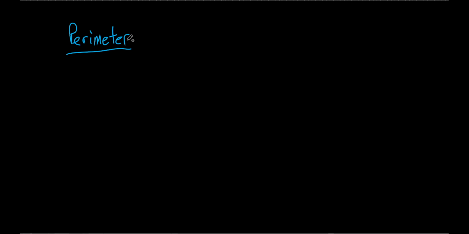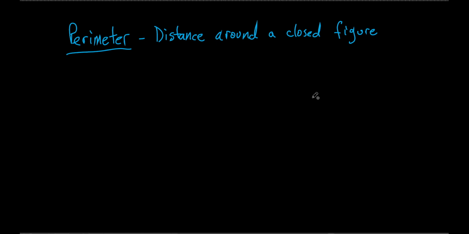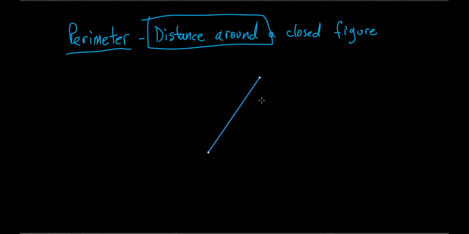All right, the word perimeter. The perimeter just means the distance around something. The distance around a closed figure. It's probably a better way to say it. So when I think of perimeter, I basically just think the distance around something, right? The distance around it. So for instance, let's do that triangle again.